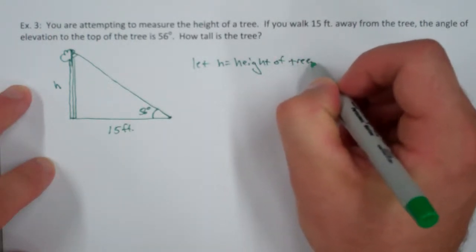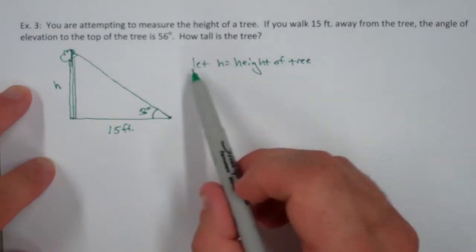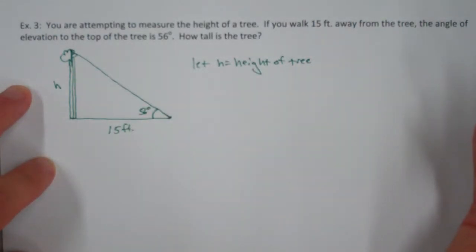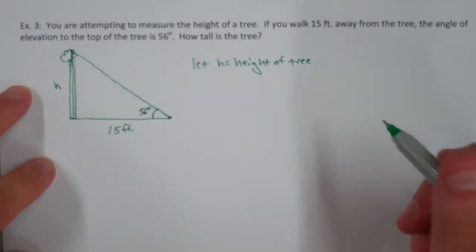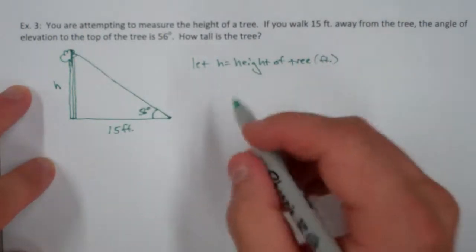Some of these are complicated ones, this one's not too bad, but if you're in a complicated problem, it's a really good idea, especially if you haven't drawn a diagram, to write down what your variable stands for. So when you solve for that variable, you can go back and go, oh yeah, that's the height of the tree. And it's totally going to be in feet here. So the unit will be feet.